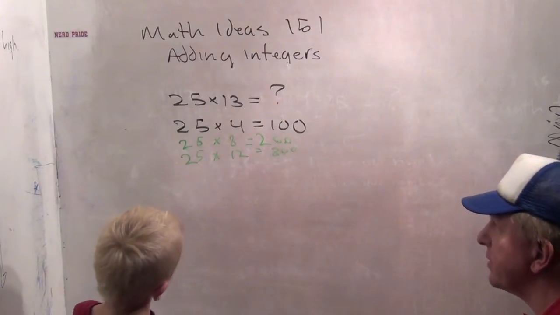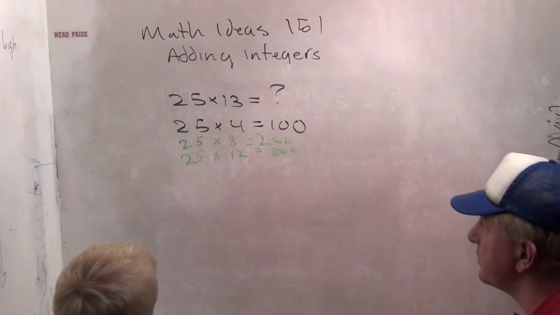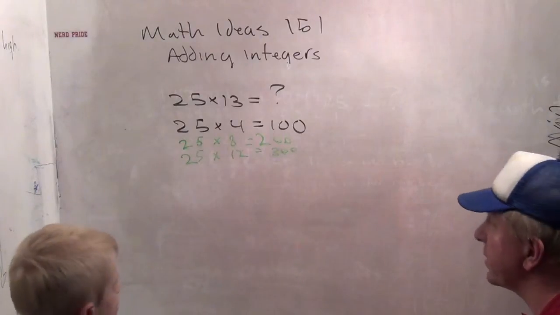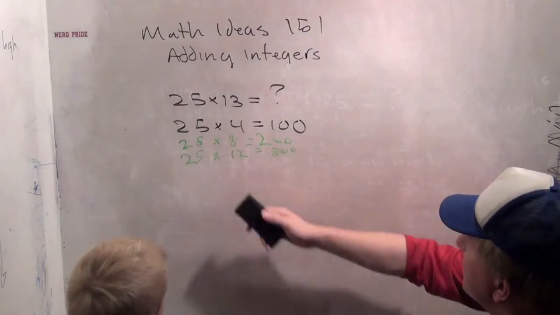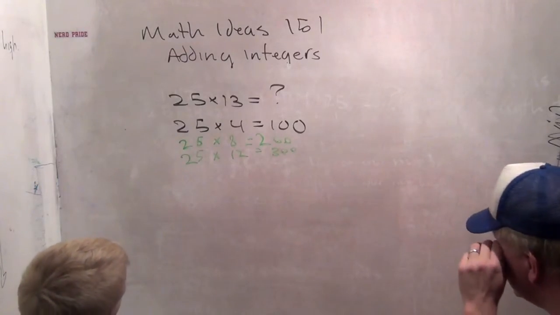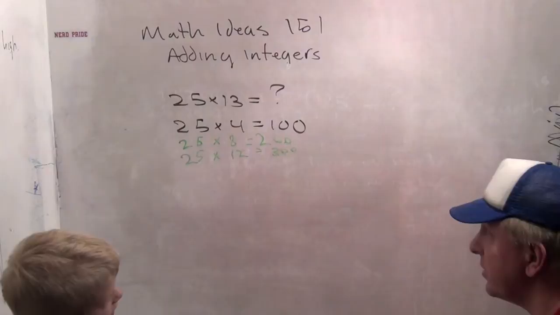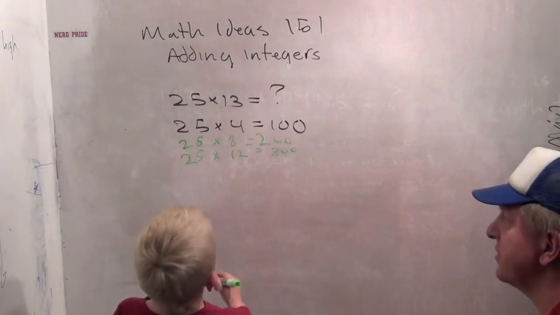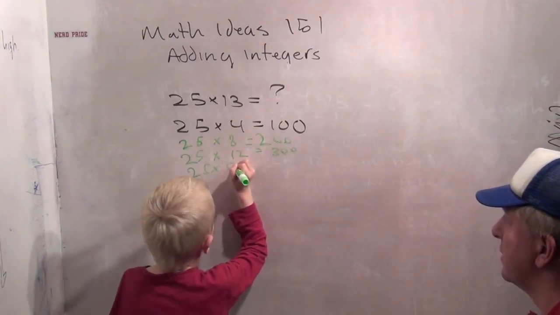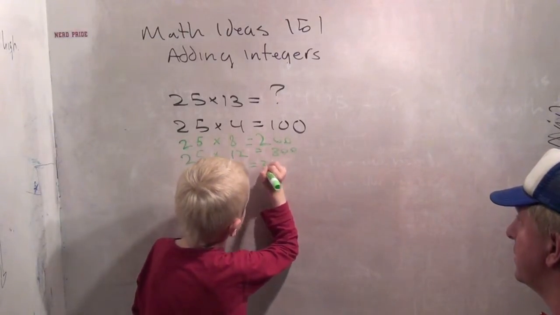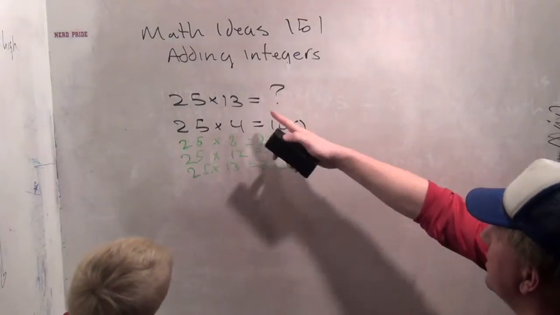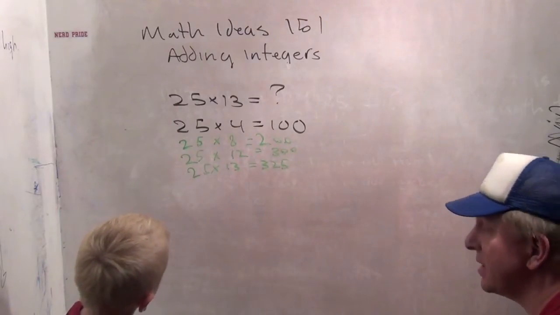Now what are we trying to figure out? We're trying to figure out what 25 times 13 is, but we just figured out that 25 times 12 is 300. So what do you think 25 times 13 is? 325. Yeah, write that down. 25 times 13 is 325. Whoa. See, it wasn't actually that hard to figure out what 25 times 13 was.